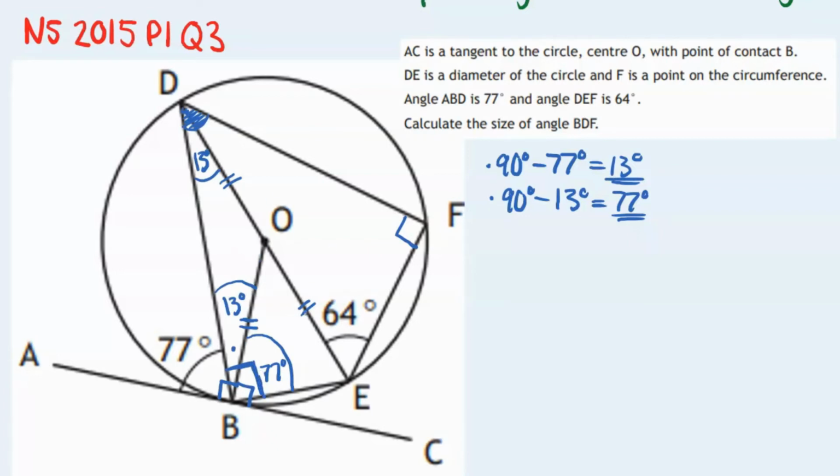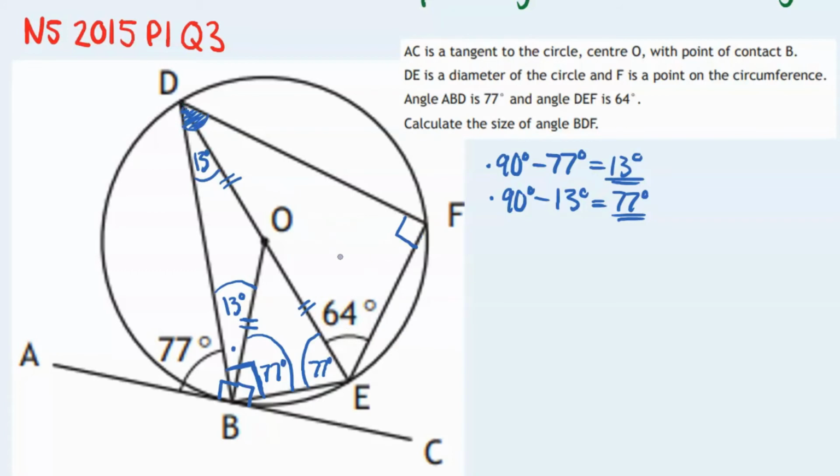Now again, what we have is an isosceles triangle. We have triangle OBE. We have the radius line OB and the radius line OE. So if this corner of the triangle is 77 degrees, then this corner of the triangle is also 77 degrees. There we go. So what we can then do is move on to this right angle triangle, DEF.